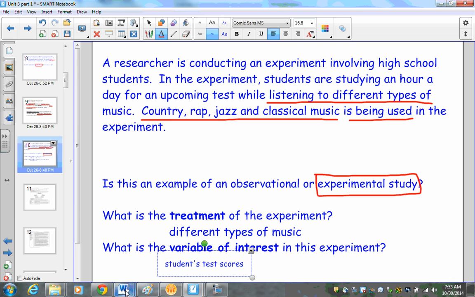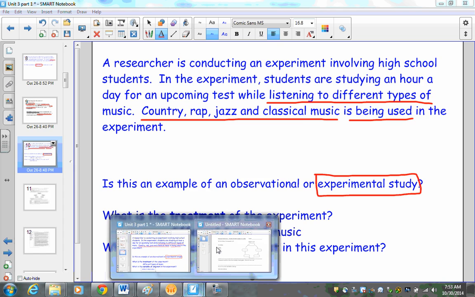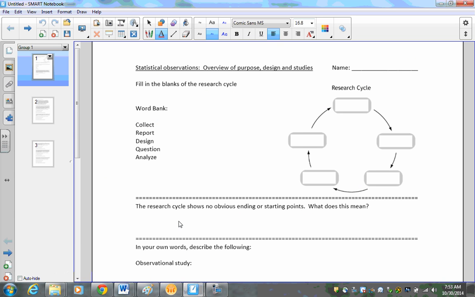Okay? Now, the worksheet that I gave you for this lesson is this one right here. I'm not going to go over all of it, but I'm just going to go over some of it.